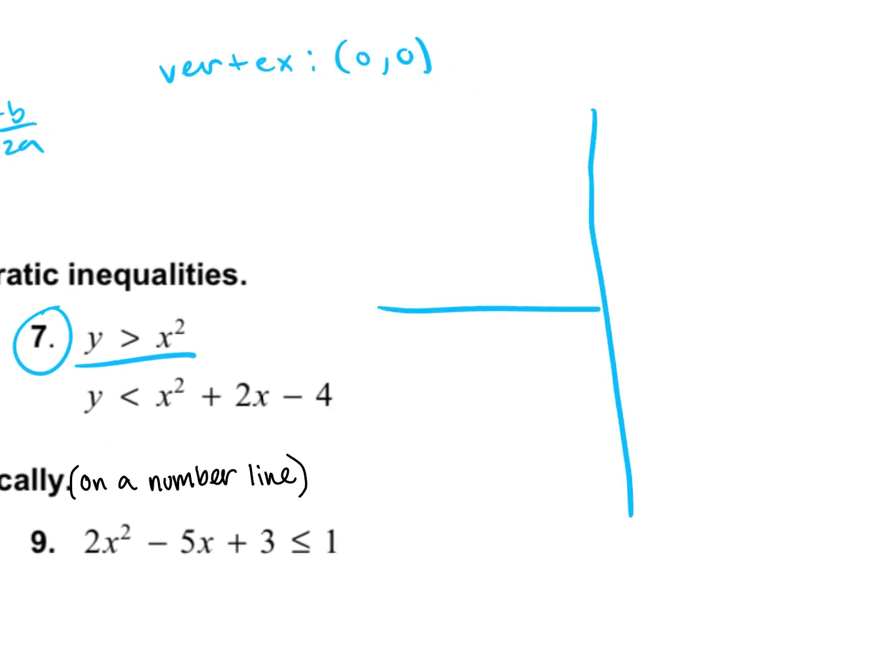So I'm going to graph that point. My vertex is at 0, 0. Is my parabola going to open up or down? Up, because a is positive. So we know it opens up. And is it solid or dotted? Dotted. So my parabola looks like this.